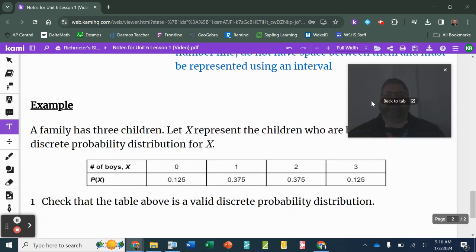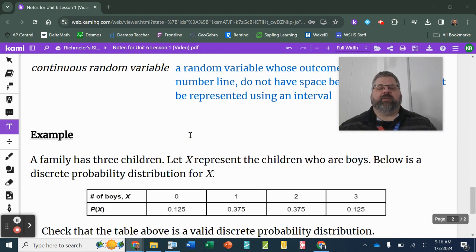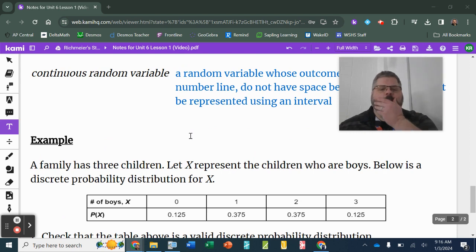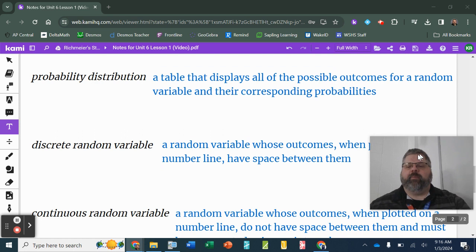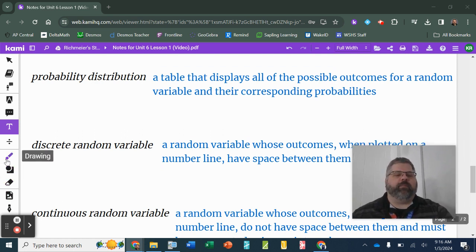So let's take a look at an example of the kind of things you could be asked, all right? A family has 3 children. Oh, I forgot to talk about the conditions. Let me put the conditions up here for a probability distribution. Those are important because we're about to ask a question about it. So let's go back up here.